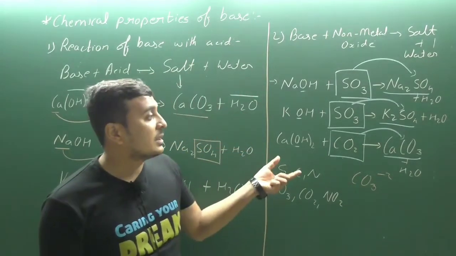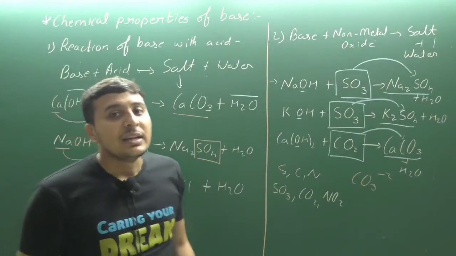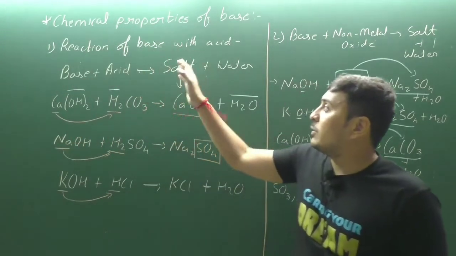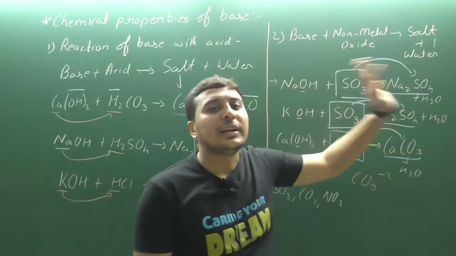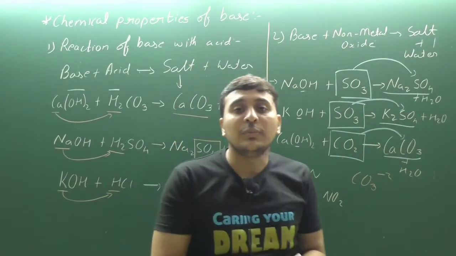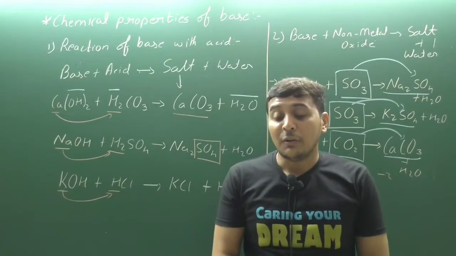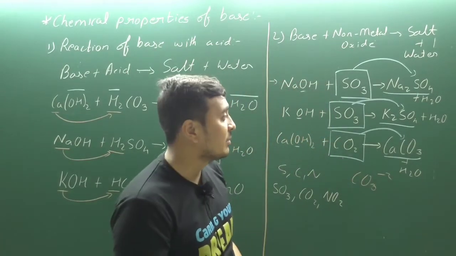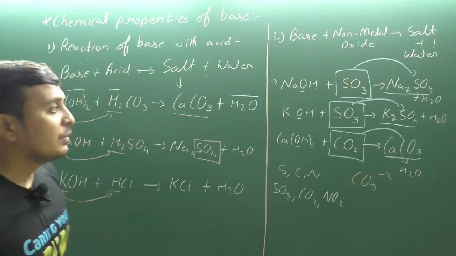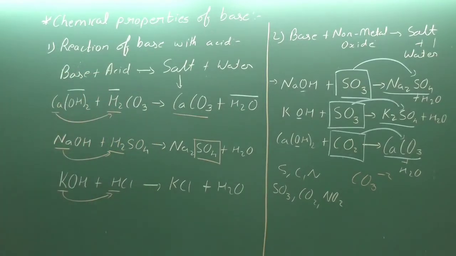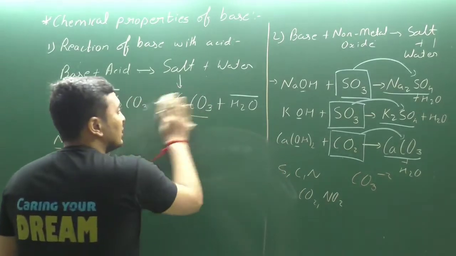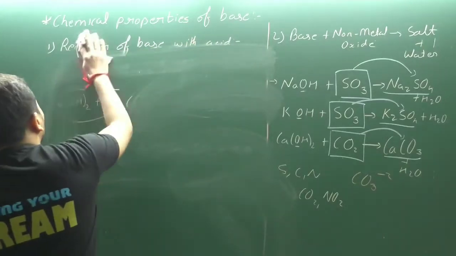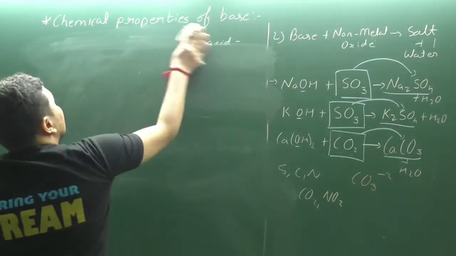Clear? So this is the second property of base: when base reacts with acid, it forms salt and water. When base reacts with non-metal oxide, it also forms salt and water. Now we have only one property of the base remaining. Getting it? Note it down. If you want to take screenshots, you are most welcome. Or you can pause the video and write the classwork which I have written on the board. Clear?